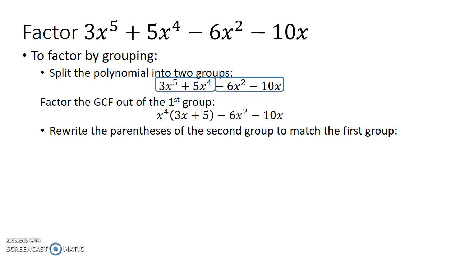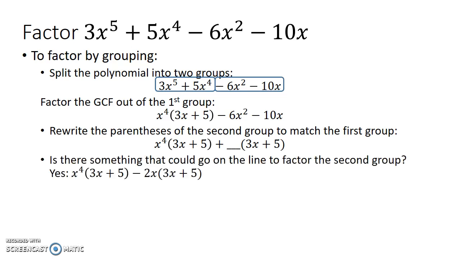Here's why we want to rewrite the parentheses of the second group to match the first group. In the next step, all I care about is making sure that I can factor out what's inside the parentheses as a GCF. So it has to match. In this case, I'm going to have x to the fourth times 3x plus 5, plus something times 3x plus 5. Again, I want to ask myself the question: is there something I could write on that line that is going to give me, when I distribute, negative 6x squared minus 10x?